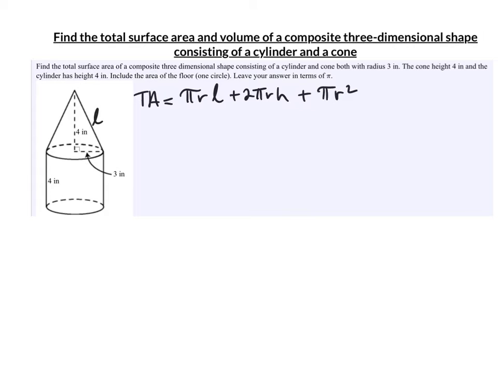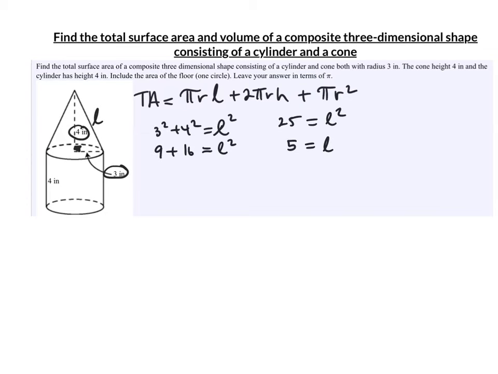So the first thing we need to do then is find the slant height. Well, this is a handy Pythagorean triple. It's a 3, 4, 5, but remember, if you didn't recognize that, there's a right angle right there, and this is 3 squared plus 4 squared equals L squared. 9 plus 16 is L squared, so 25 is L squared. Take the square root of both sides, and L is 5. It's a 3, 4, 5 Pythagorean triple.